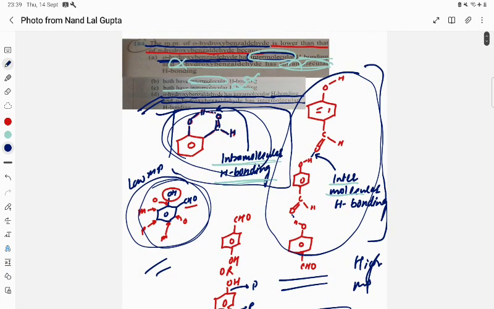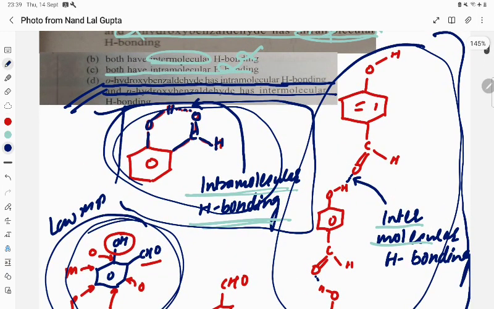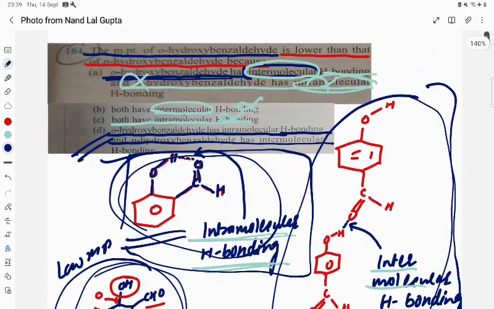So the reason behind this is that orthohydroxybenzaldehyde has intramolecular hydrogen bonding, so it exists alone. So it melts, while the para molecule has intermolecular hydrogen bonding, so it forms a giant associated molecule, so it does not melt easily. So this is all about the answer. Thank you.